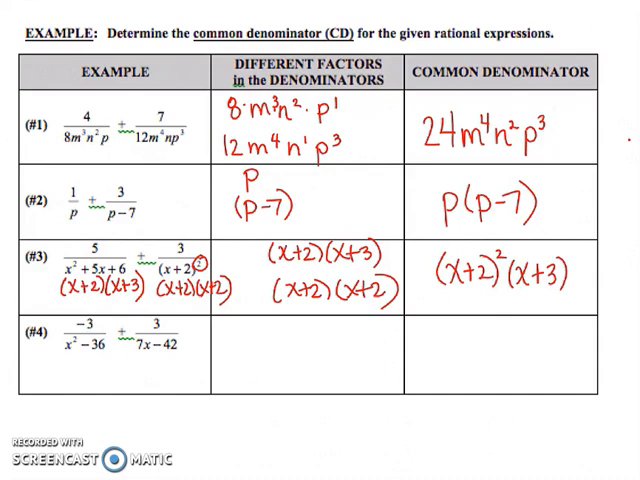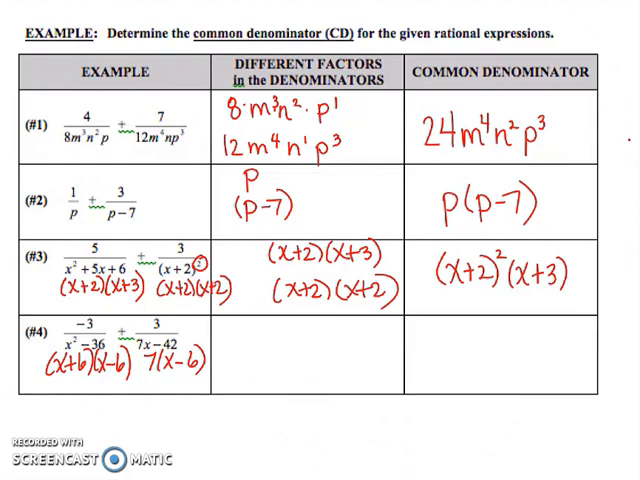All right, last one in this section. X squared minus 36, that is a difference of squares, so I'm going to go ahead and factor that into x plus 6 times x minus 6. And 7x minus 42, that has a GCF of 7. So if I pull that out, that's going to be 7 times x minus 6. Okay, so now I look at my 2 denominators.